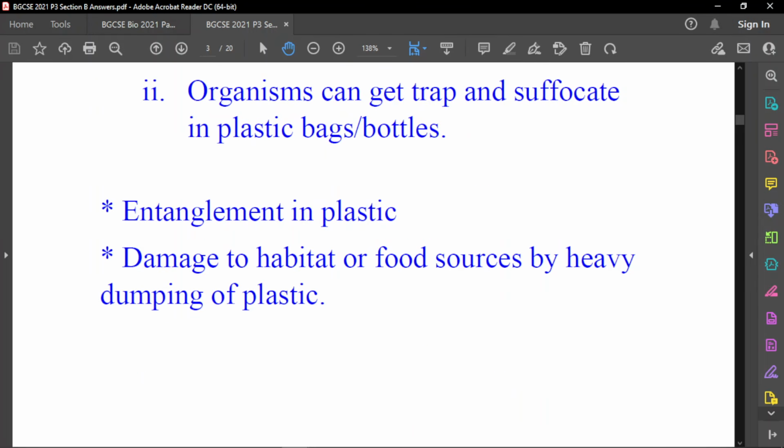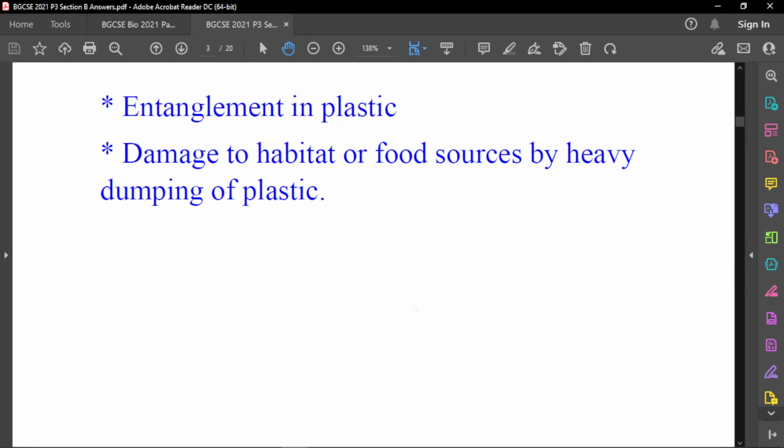Another possibility here is entanglement in plastic, just to make mention of these 2. Damage to habitat or food sources by heavy dumping of plastics. If you dump things that are heavy within the water body, it could press onto things like the coral, cover the coral, and damage the coral and different habitats, of course.